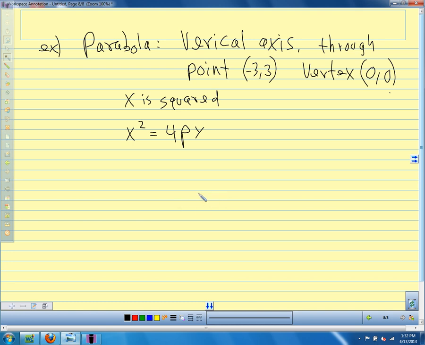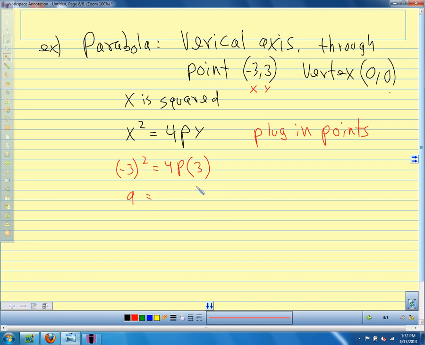So what we need to figure out here is p. Anybody have an idea how we're going to figure out p from what we have here? Plug in the point. We have an x and a y here. So I'm going to plug in my x. X is negative 3, so negative 3 squared equals 4p times y, which is negative 3. And I'm just going to solve for p.